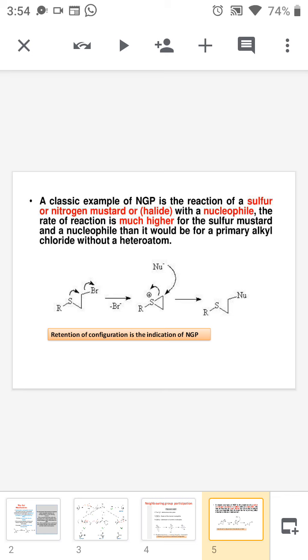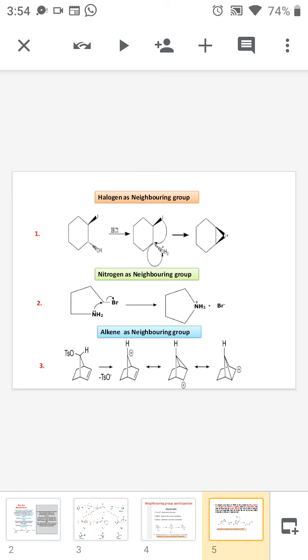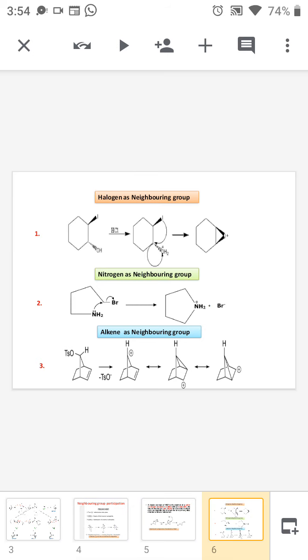If we take the same reaction without sulfur, we will not get retention of configuration. We will get an inverted product because the reaction undergoes a simple SN2 reaction. Now these are other examples. In the first example, the halogen acts as a neighboring group. See here in this example, the OH group acts as a leaving group.